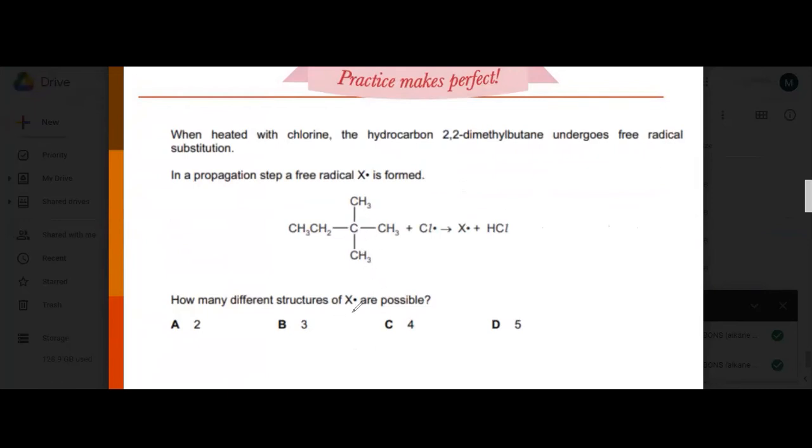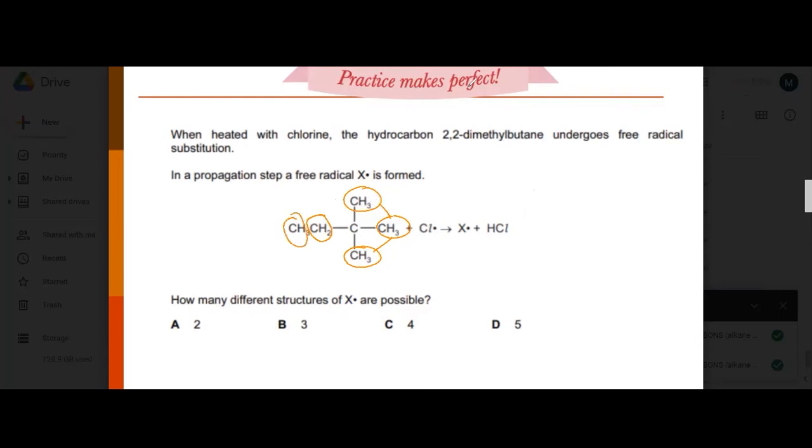How many different structures of X free radical are possible? I already explained that the types of free radical depend on the types of hydrogen environments. Now let's count the hydrogen environments. You can see that CH3, CH3, CH3 connected to C are identical, so this is one environment. This is the second, and this is the third.